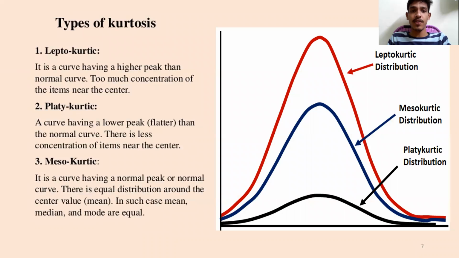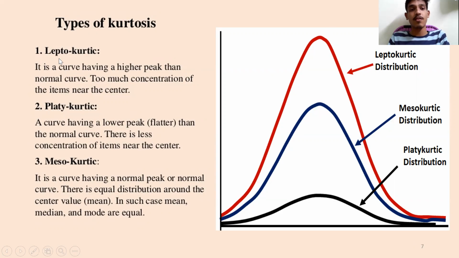Here are the types of kurtosis. First one is leptokurtic, second is platykurtic, third one is mesokurtic. Here this red line is leptokurtic, which is highly peaked. Mesokurtic distribution is normal peaked, and next, platykurtic is flat in shape.